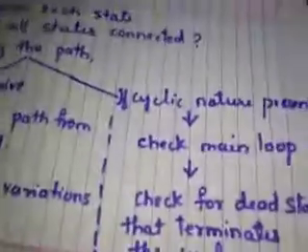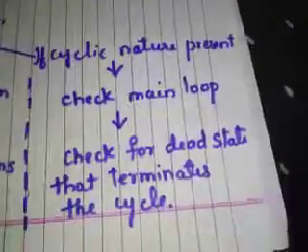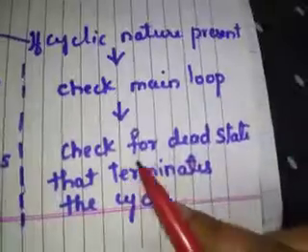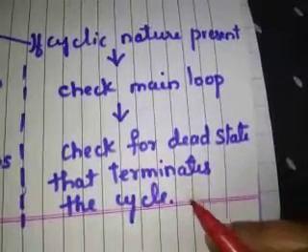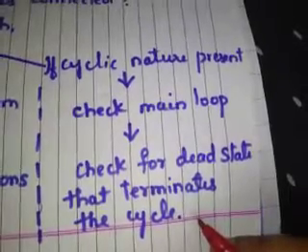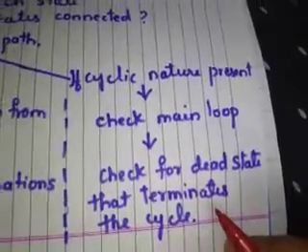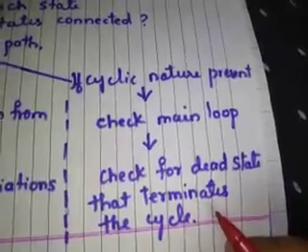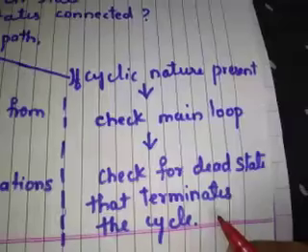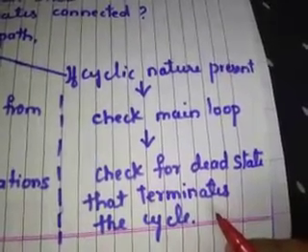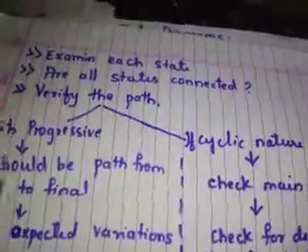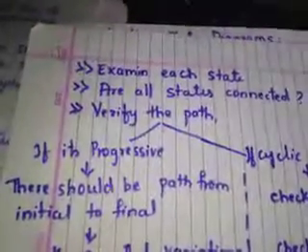Next, if there is a cyclic nature present, then you should check the loop, right? Whenever there is a loop, you should always think about a dead state that will terminate it. Because when the paper was under consideration, the reviewer may say, if you do some modification, we'll accept your paper for publication, but it should not move into an infinite loop. There should be a criterion somewhere to stop it and come out of that particular loop. This is how we do the evaluation of a state diagram that is drawn.